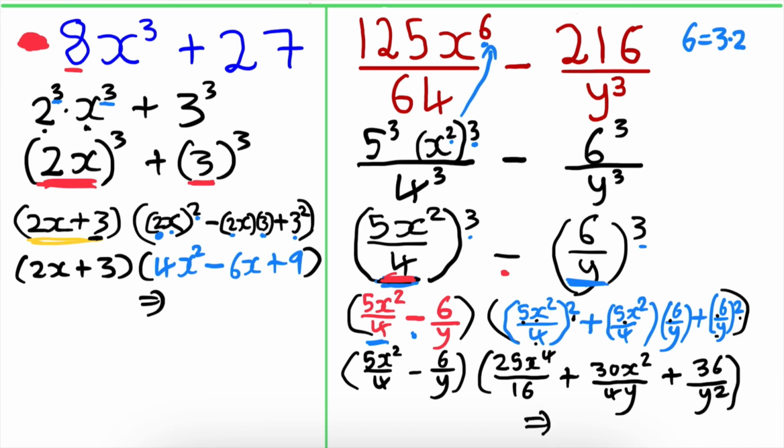You can either simplify it or leave it like that. It depends on what the question is. But the only term that requires simplification is this one, because 30 and 4 have a common factor, which is 2. So don't tell me this is difficult.